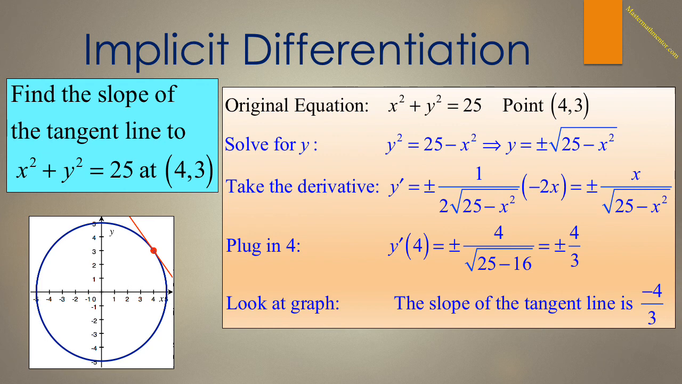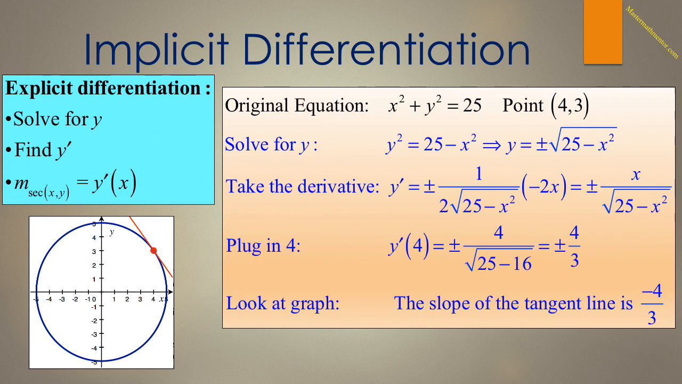Plus or minus means exactly that. The answer is either positive 4/3 or negative 4/3. But which one? The only way we can discern that is to actually look at the graph. And it's clear that the slope is negative. So the slope of the tangent line is negative 4/3.